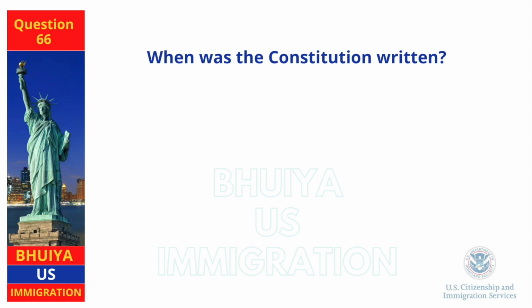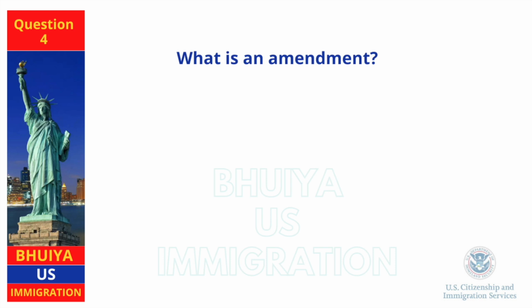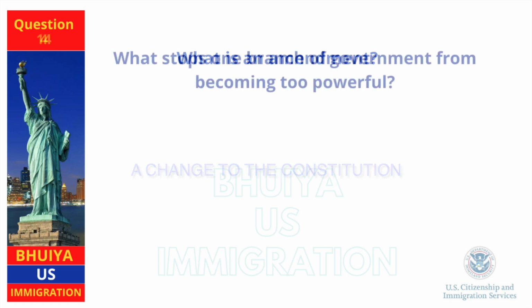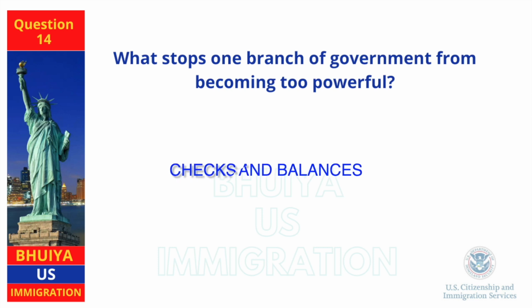When was the Constitution written? 1787. What is an amendment? A change to the Constitution. What stops one branch of government from becoming too powerful? Checks and balances.